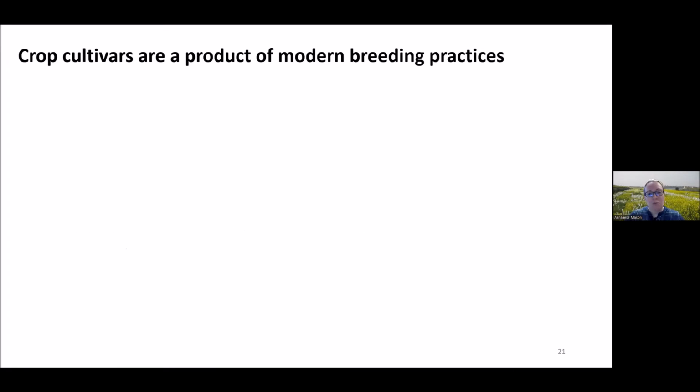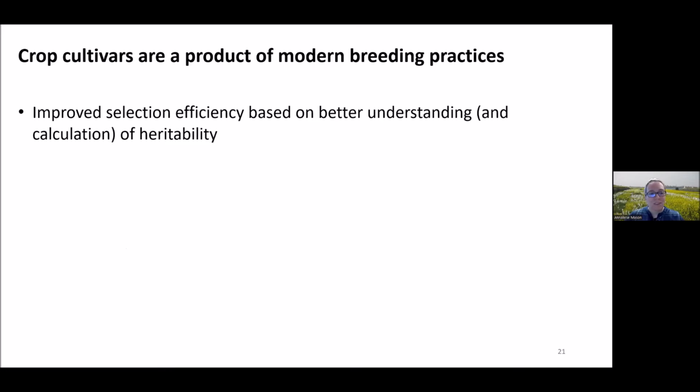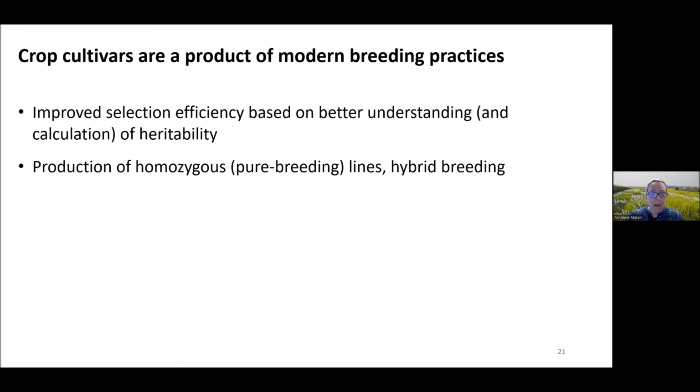Okay, so also modern crop cultivars are a product of all of these modern breeding practices. And there are many modern breeding practices, so I'm not going to go through this in much detail, but improved selection efficiency is really key, based on better understanding and calculation of heritability. Also, major advances such as the production of pure breeding lines or of hybrid breeding, which takes advantage of this hybrid vigor effect, have made major advances.